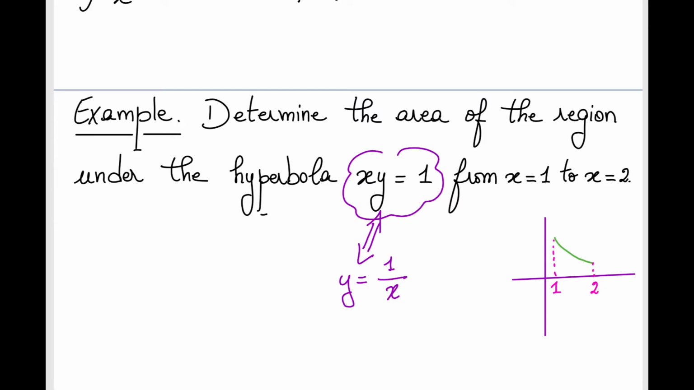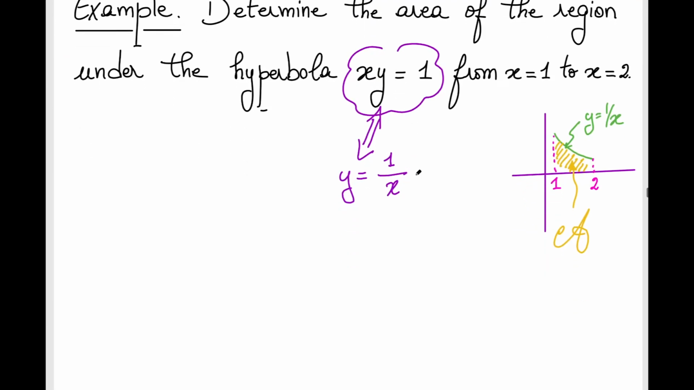And what's that area that they're talking about? That's the area they're talking about. So how about A for area? And what's this green function? This green function is y equals 1 over x, correct? So what's the area then? Let's compute it. That's the question. They need the area, so let's compute that.